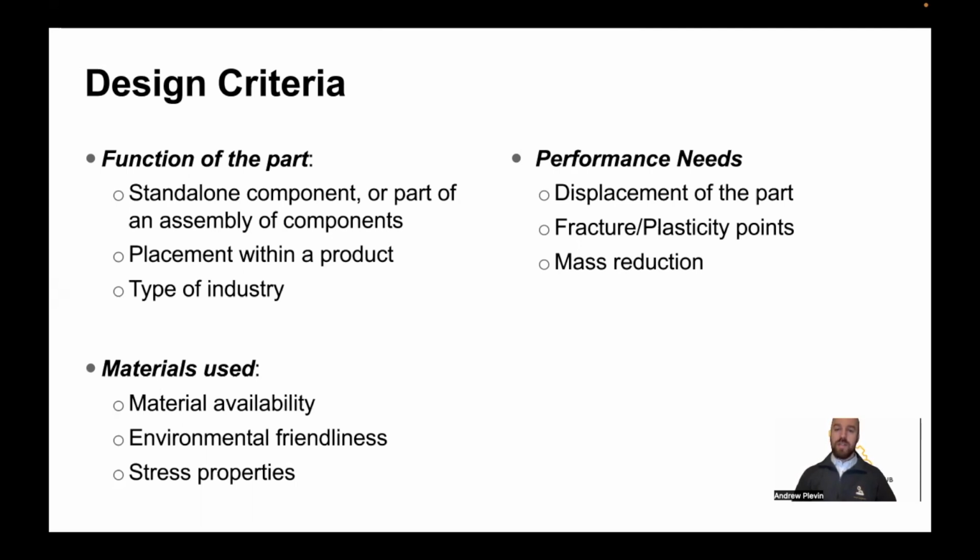Again, performance needs. Do we need to reduce some of the mass, and make sure the part performs as expected? Do we need to make the part withstand that same force, but also remove some of that mass? Do we want the part to not displace and move away from its original place too much? And sometimes we might compare different materials and see how they perform under the stresses. This might be based on things like availability, environmental friendliness, or just the different stress properties of those materials.